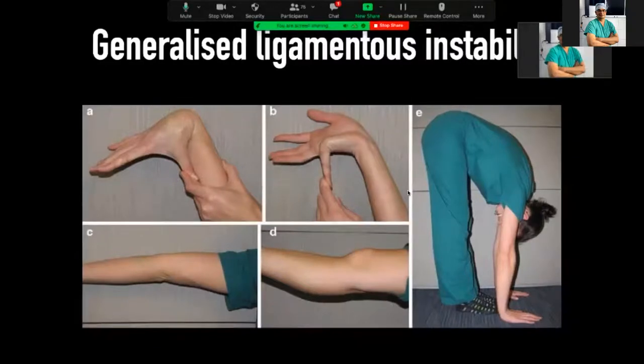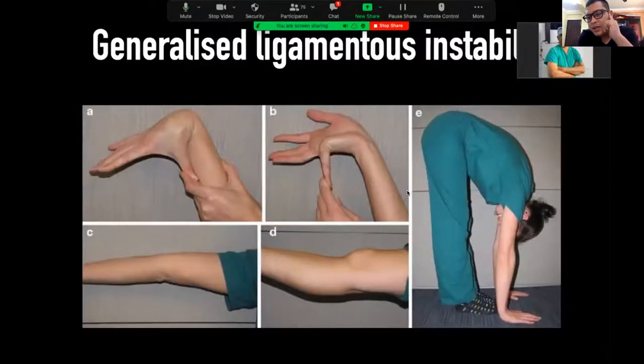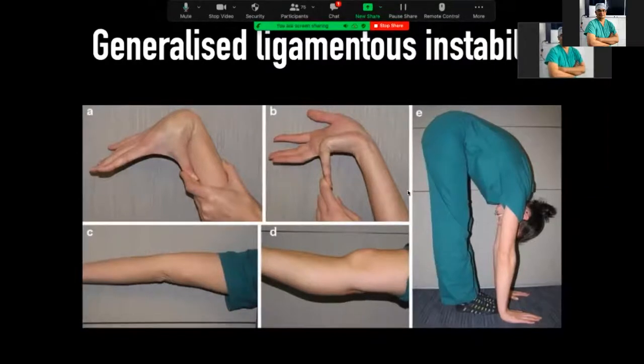Okay. Sir, my question: if the patient has a high Beighton score, will you consider not taking that case for surgery, or will your decision not change? No, it depends upon what type of dislocation. If high Beighton score and recurrent dislocation of the shoulder, rather than a soft tissue procedure, I'll go for a bony procedure.